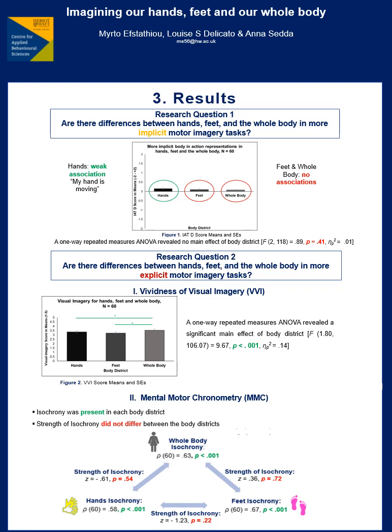Whereas for the explicit motor imagery task, we first identified that participants' motor imagery time and motor execution time were correlated. Thus, isochrony was present in all body districts. However, this strength of isochrony, when compared using Fisher's r-to-z transformation, was not significantly different across the three body districts.